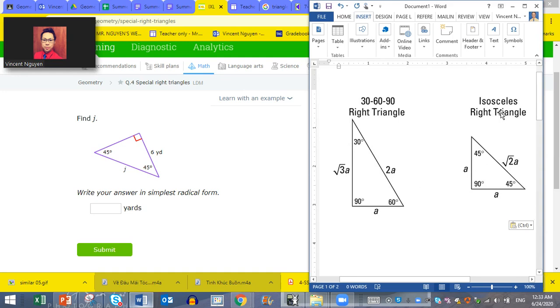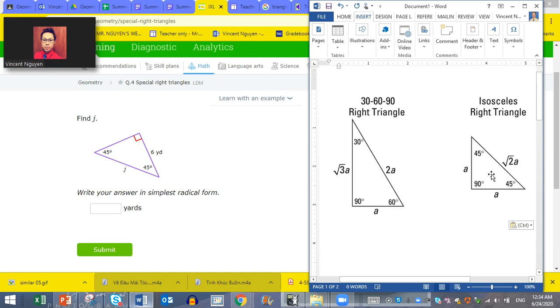The other type of special right triangle is known as the 45, 45, 90, or some other people call it the isosceles right triangle. For the 45, 45, because the angles on the legs are the same, the legs are equal. So the legs will always be labeled A and A. And then the hypotenuse is the square root of 2 times A, or A times the square root of 2.